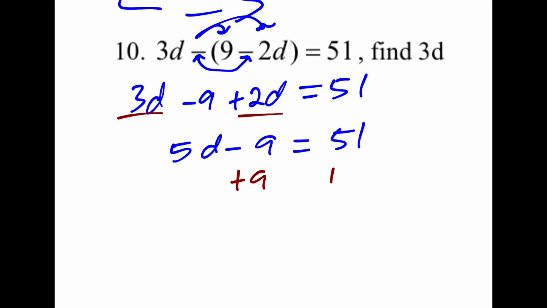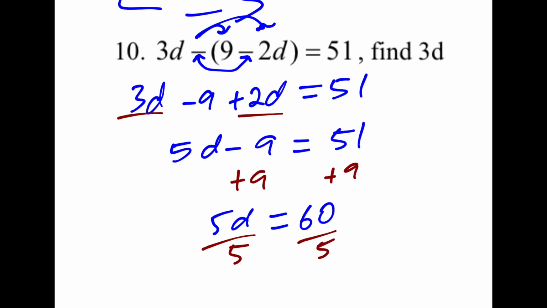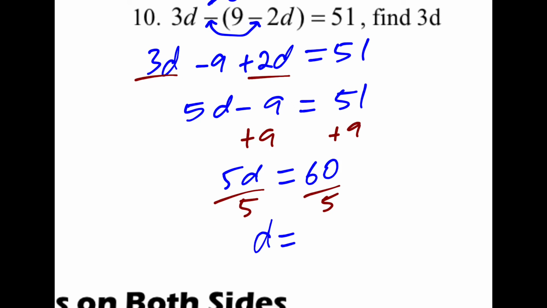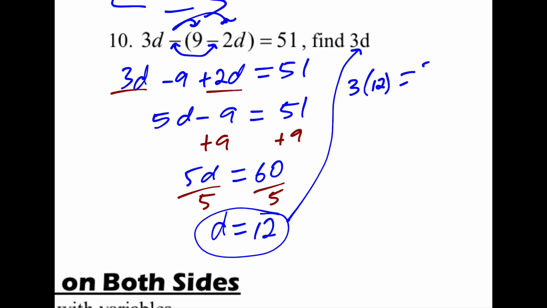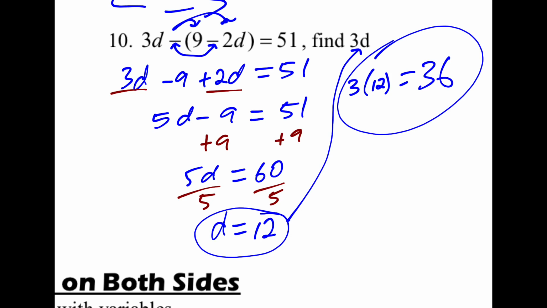We undo the subtraction first. This gives us that 5d is equal to 60. Then we undo the multiplication by dividing. This tells us that d is equal to 12. We plug that back in, and we're looking at 3 times 12, which is 36. If you just stop and say the answer is 12, you're going to miss it.